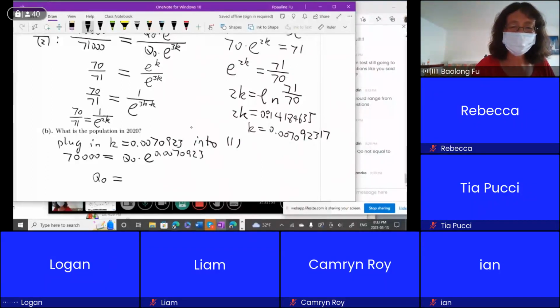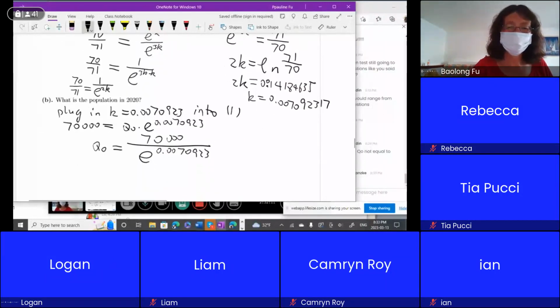And then what is Q0? Q0, both sides divided by this number. So 7,000 divided by E raised to power 0.0070923. So what is Q0? Excel.